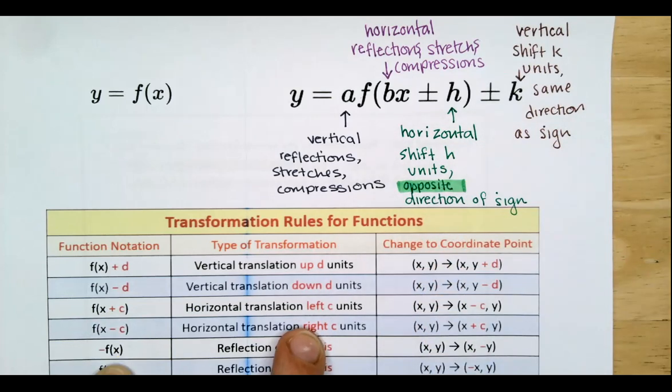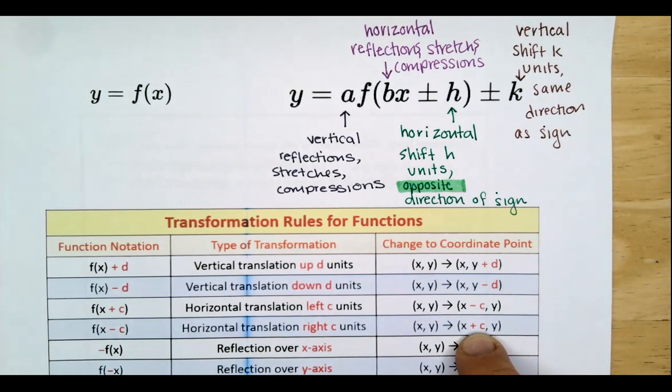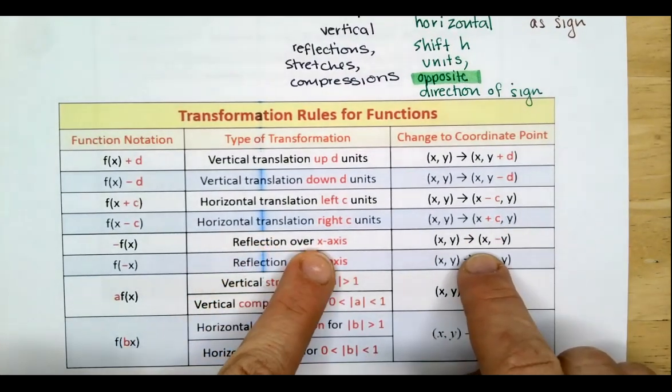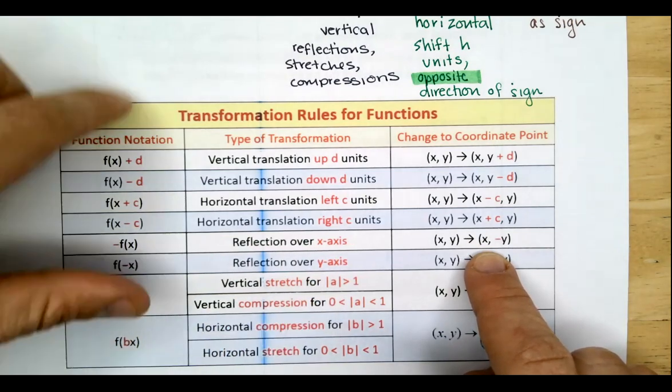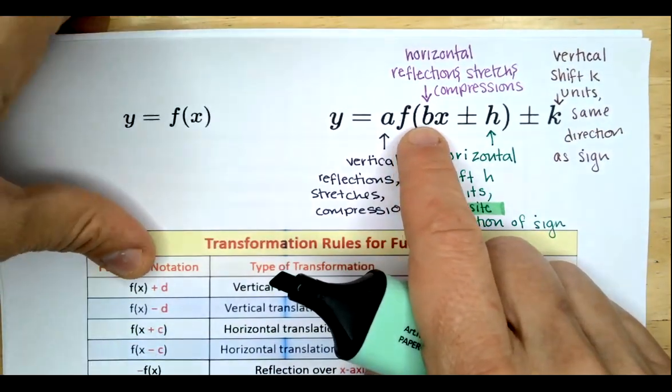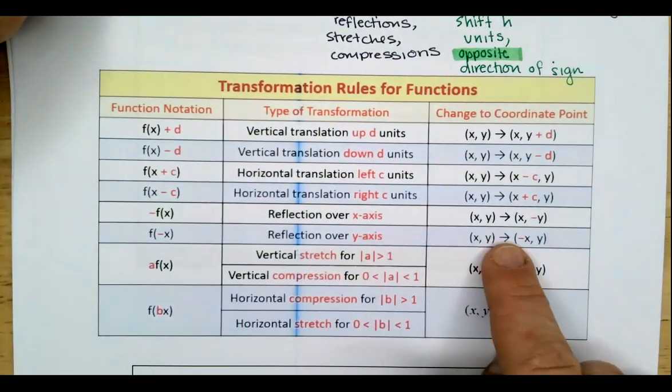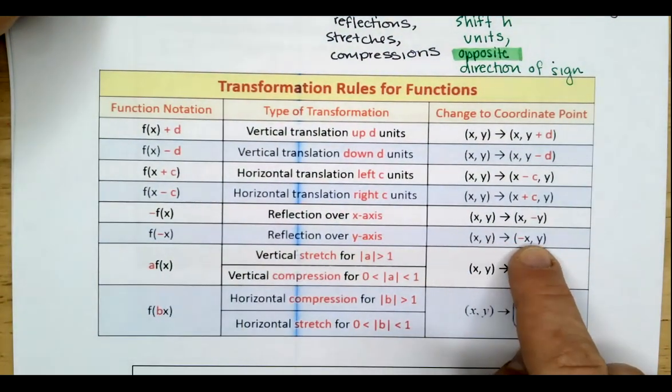Okay. And then if we're subtracting c, we're going to go to the right. So we'll add that many units to our x value of the point. Translation over the x-axis, we already know that, makes the y into an opposite of that. Putting the negative sign just within the x, so making that a negative bx, will reflect it over the y-axis, so our x will become a negative x.